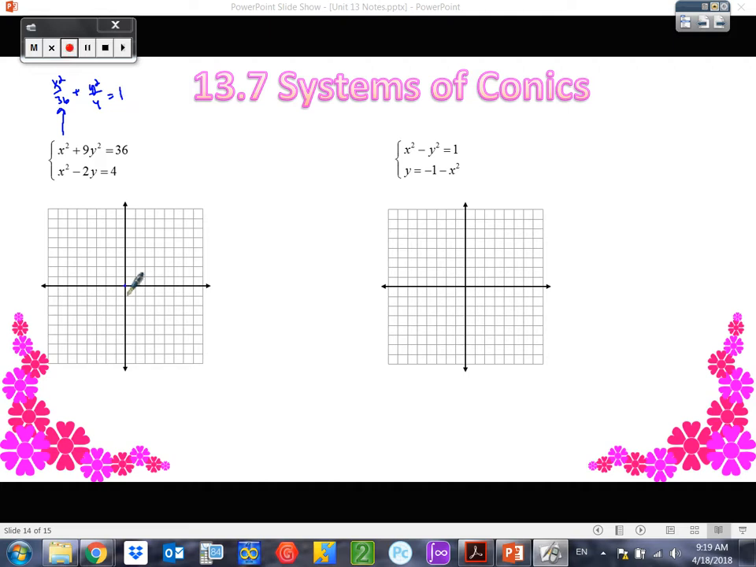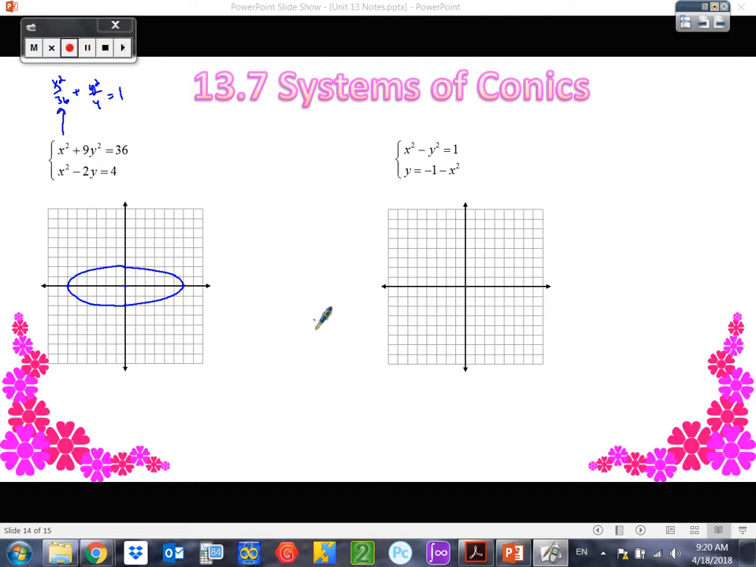The center is at 0, 0, and our a is going to be 6. 1, 2, 3, 4, 5, 6 on either side. And then b is 2. Since we're just graphing for solutions to a system, there's no reason to graph the focus points or any of the other parts of the ellipse. We just need the outside of it. So that's what we're looking at, something like that.